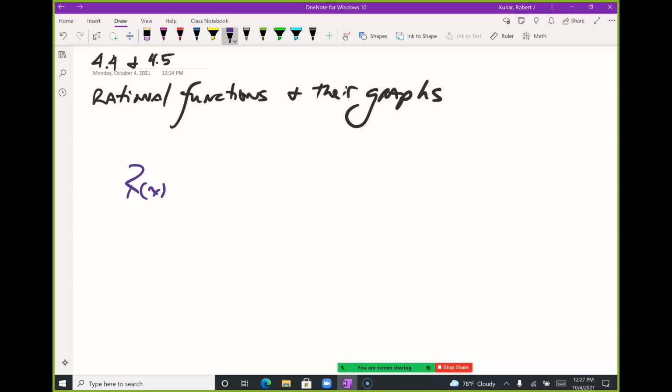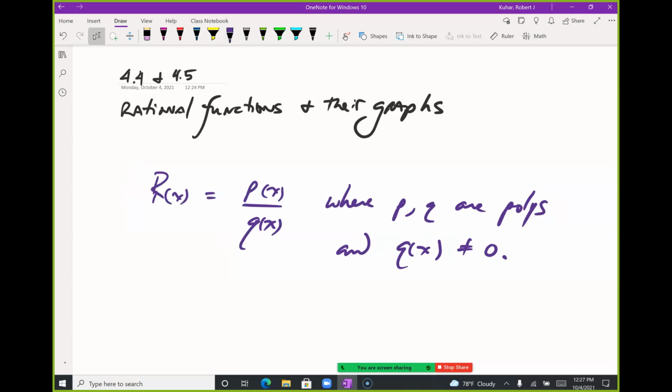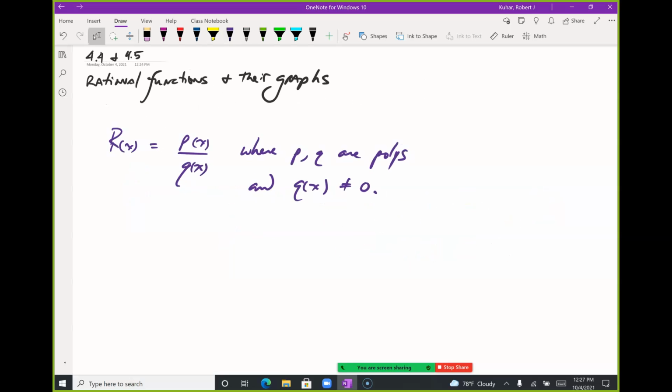The book uses R of x a lot for rational. I like P of x and Q of x. And so obviously we're looking at polynomials in the numerator and polynomials in the denominator, right? So where P and Q are polynomials, and Q of x does not equal 0. I can't divide by 0 even if it's a function, right? So there's lots of things we're going to be looking at.